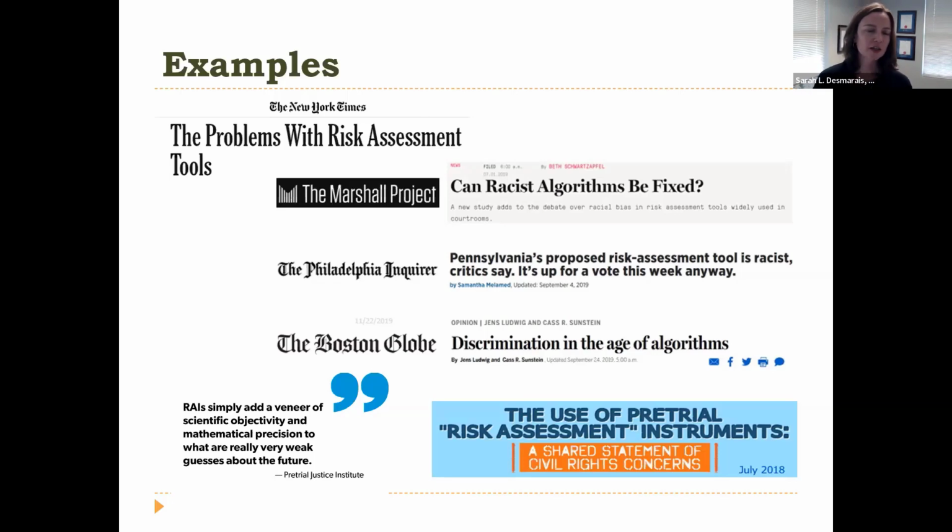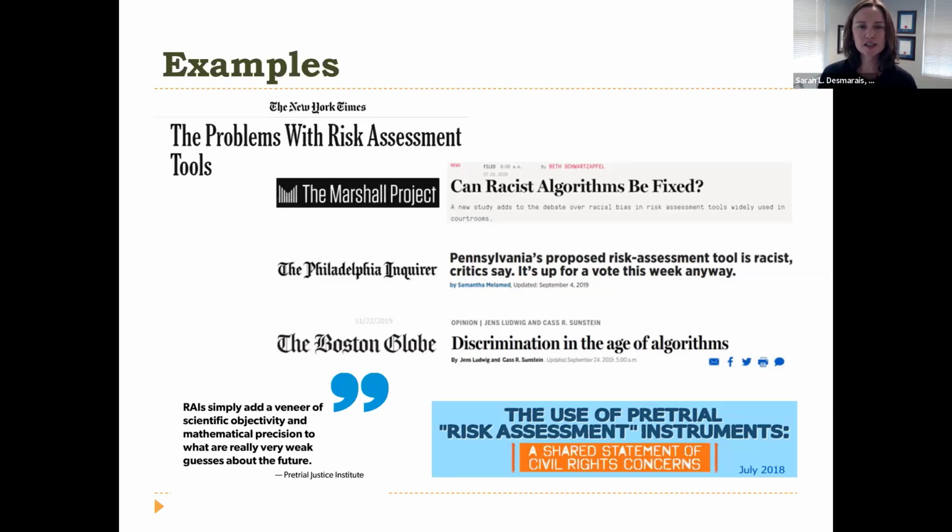Can they be fixed? Philadelphia, Boston. And then the one in the bottom left of your corner, I wanted to just comment on because it really gets to my first point here about the science. It says risk assessment instruments, that's what RAI stands for, simply add a veneer of scientific objectivity and mathematical precision to what are really very weak guesses about the future. So in other words, saying that it's not possible to predict violence.